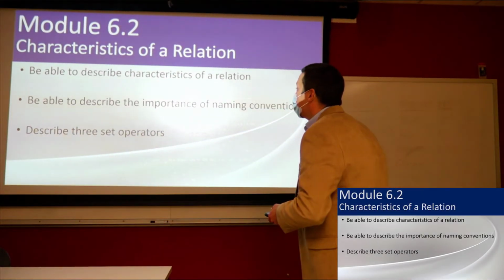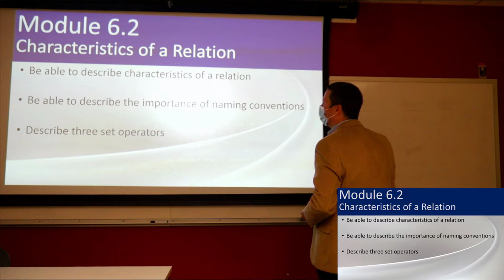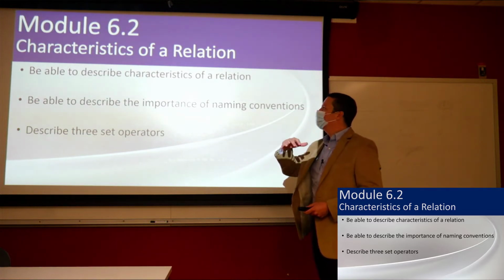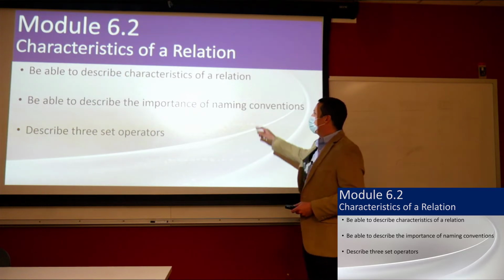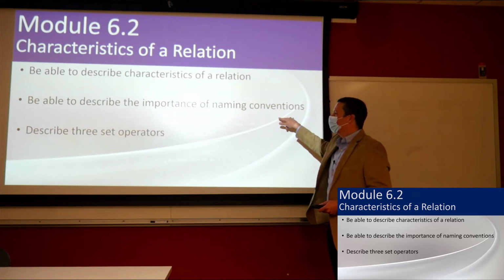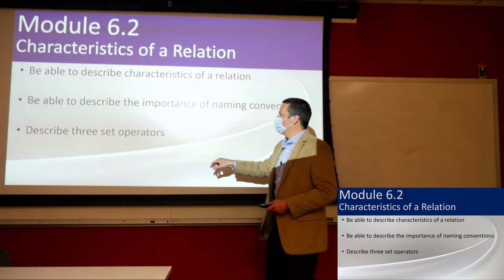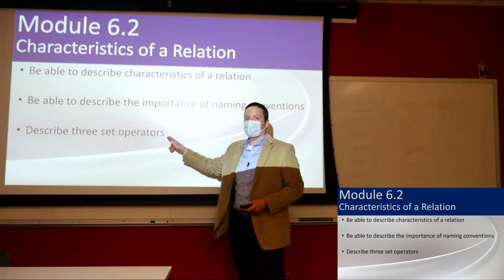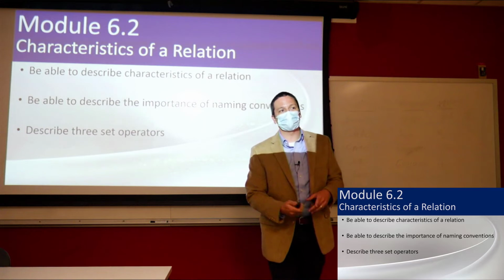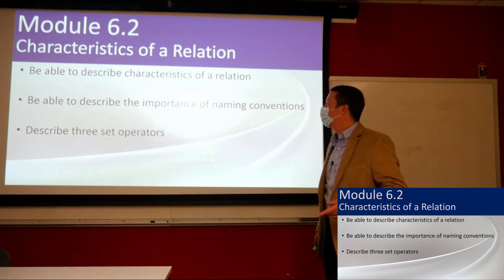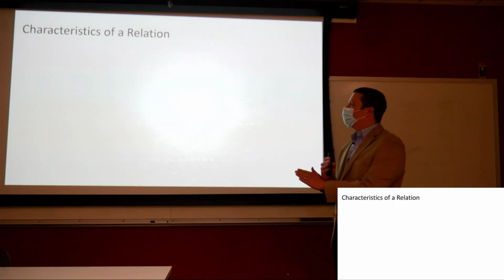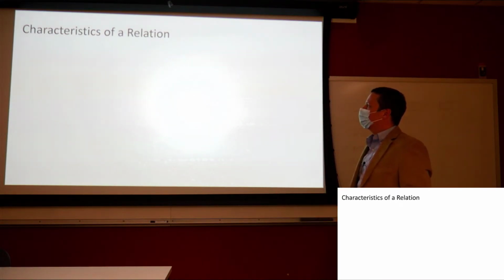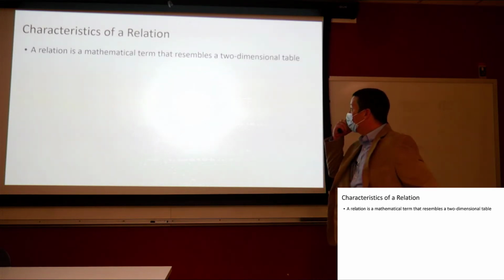Welcome back, everyone. As we get into Module 6.2, we're going to break down a little bit more specifically what a relation is. So we're going to describe the characteristics of a relation, talk a little bit about naming conventions, and then get into our set theory operators, and we'll talk more about how we use those in the next module. But recall we said a relation is this 2-dimensional table with attributes and tuples, and at the intersection of our attributes and tuples are values.